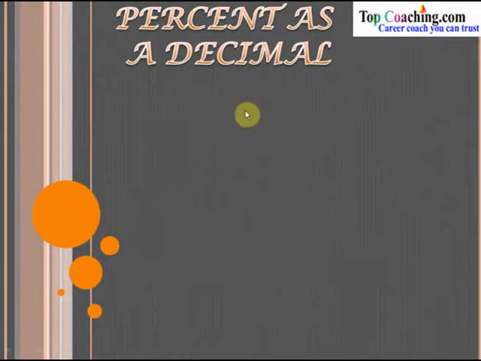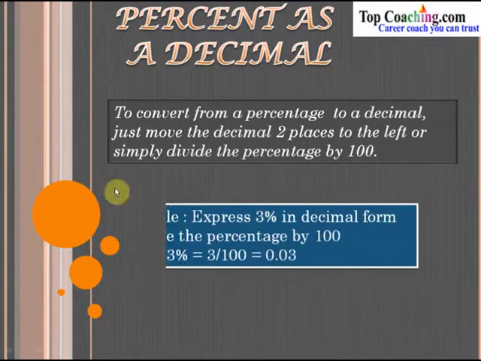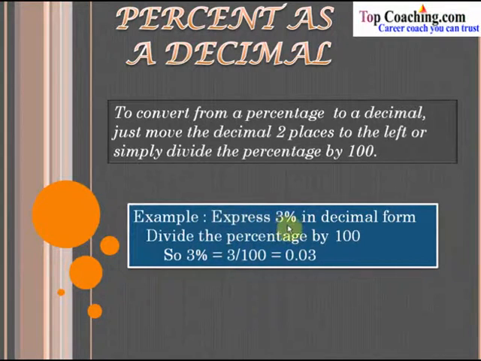Now, percent as a decimal. To convert from a percentage to a decimal, just move the decimal 2 places to the left, or simply divide the percentage by 100. Example: express 3% in decimal. Simply divide the percentage by 100. So 3% is equal to 3 divided by 100, and this is equal to 0.03. So if you want to convert a decimal to a percent, multiply it by 100. If you want to convert a percent to a decimal, divide it by 100.